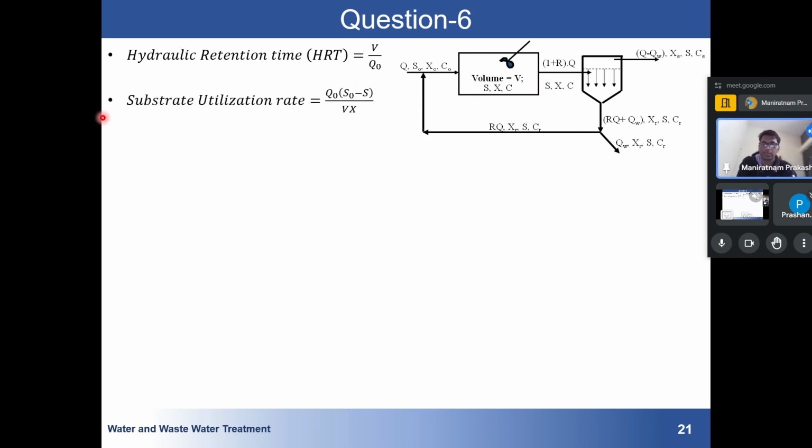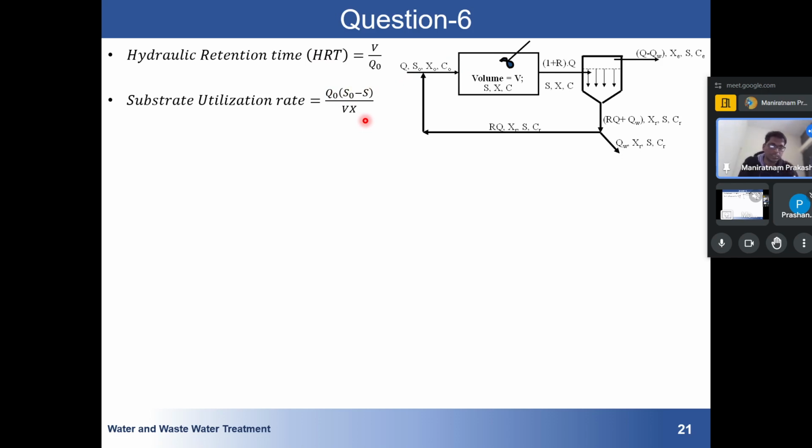Second is substrate utilization rate, meaning at what rate this substrate is consumed. Remember what I said: out of these, S or X, S is substrate. Substrate means the organic matter present there, and at what rate that is being consumed. So it will be Q naught times S naught minus S, divided by Vx.